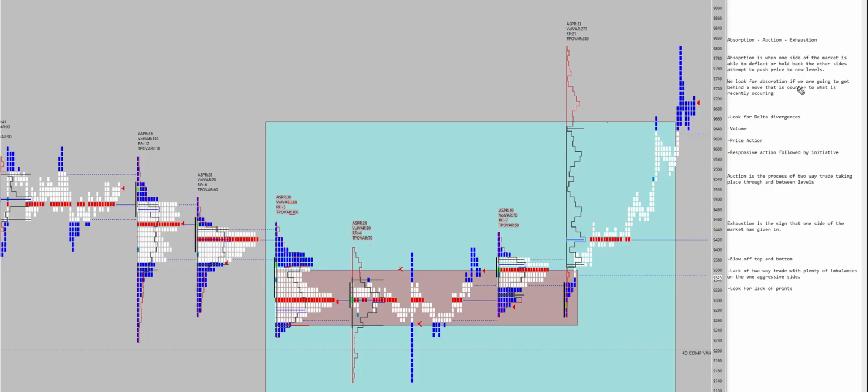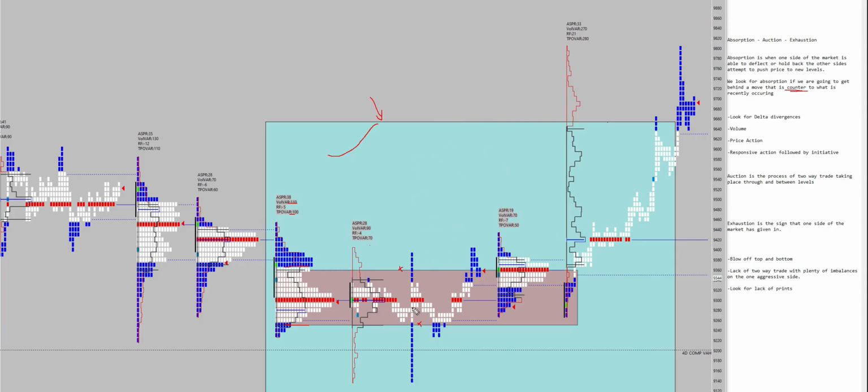We're looking for absorption to get into the counter trend to that move. So counter trend, let's say that the local trend is on its way up. The counter trend for us would be taking the other side of this trade. We're anticipating that this is going to fail. So with absorption, there's a few things we look for.